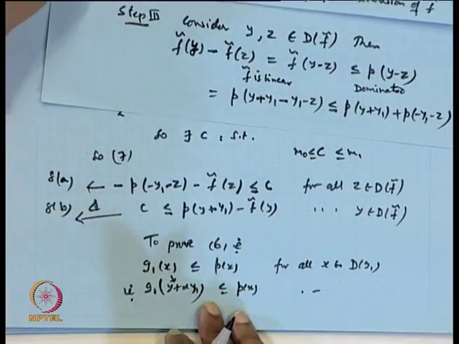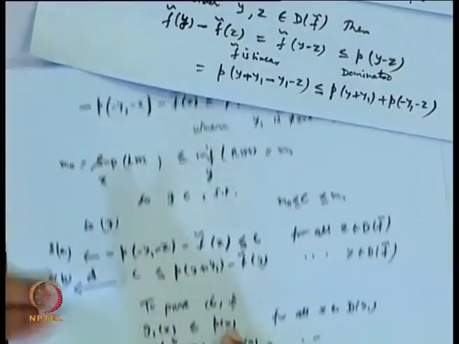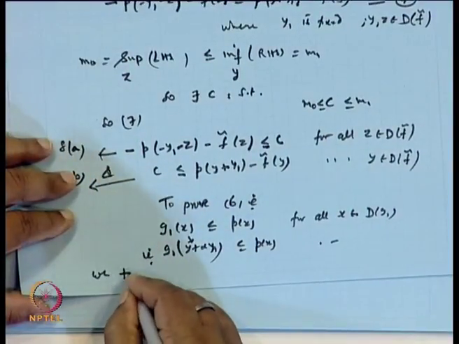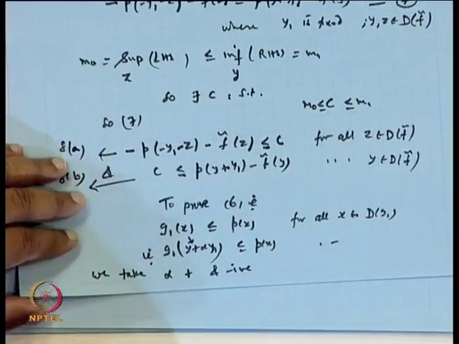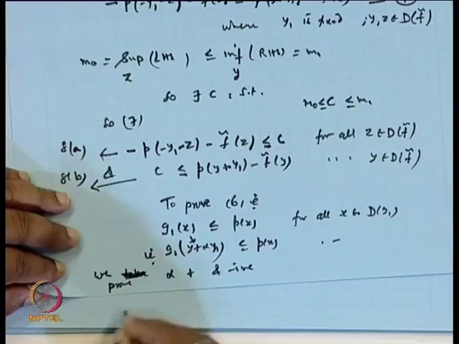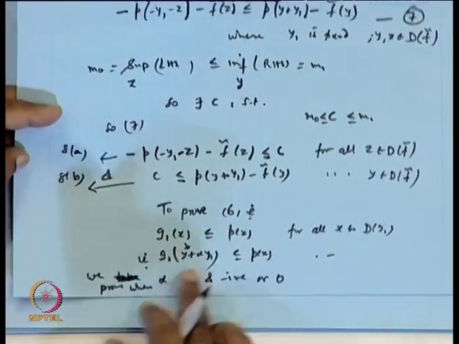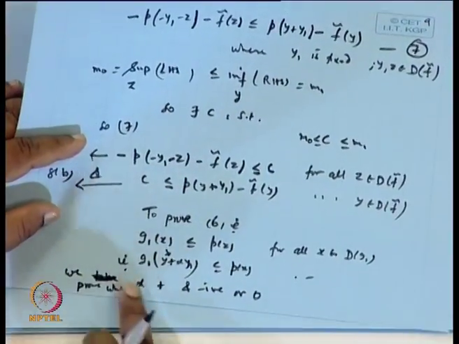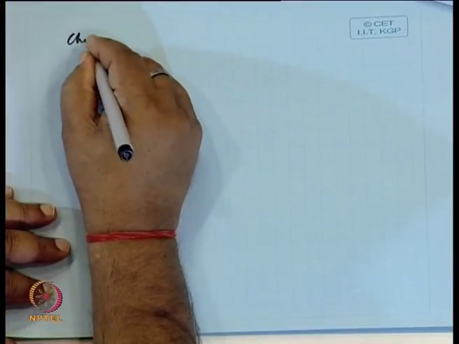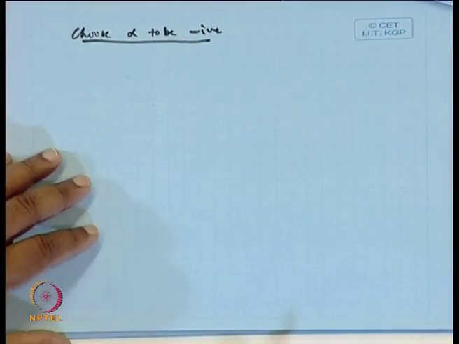In order to prove this, we take the help of alpha, because it depends on alpha. So, to prove this result, we take alpha positive, negative, or 0. Our proving of 6 depends on alpha. So, we will choose alpha first to be positive, then negative, and then equal to 0, and then this result holds good. Let us take this. First, choose alpha to be negative.